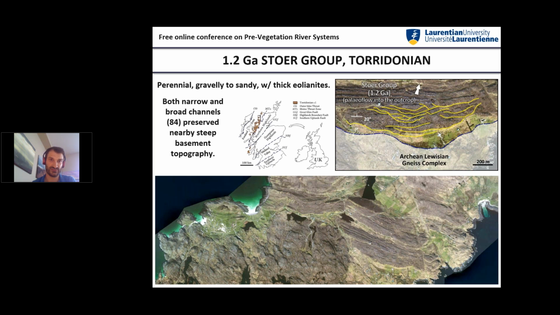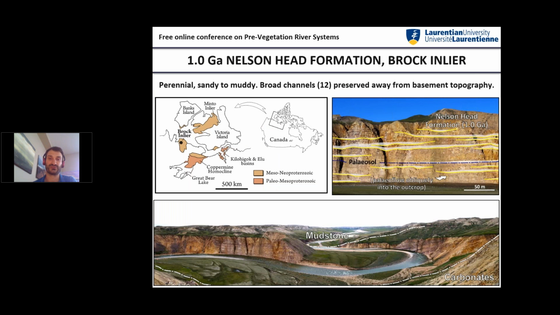The fourth example is the Nelson Head Formation of Brock Inlier. Daryl mentioned this formation already in his keynote. We had the chance to visit the outcrop again in 2014, and we were also lucky enough to get good coverage of the main cliffs and map the lateral extent and thickness of 12 channels that were filled with abandonment silt and fine-grained sand.